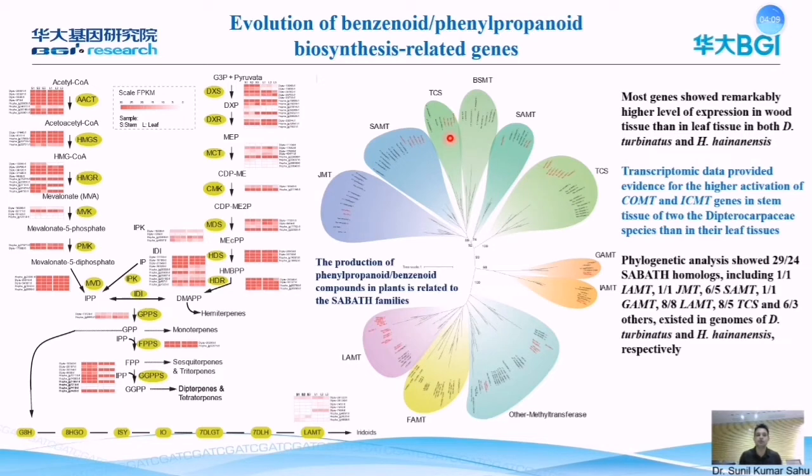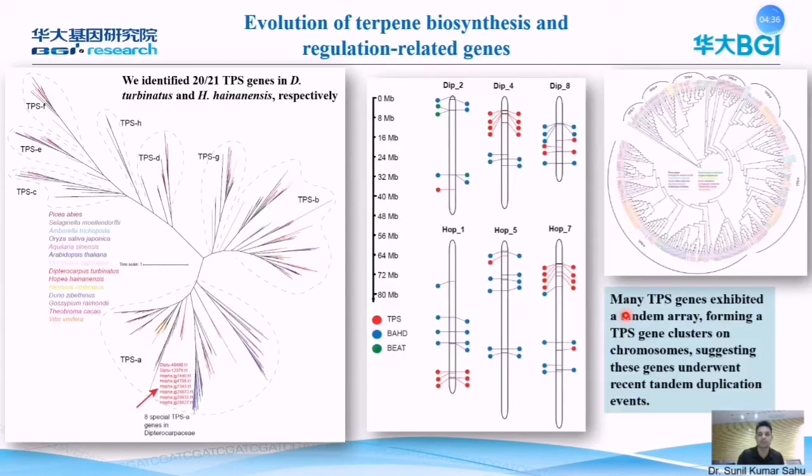We then further focused on their gene expression profile and found that the majority of the genes were exclusively expressed in the wood tissue compared to the leaf tissue. Likewise, SABATH, which is also very important for phenylpropanoid and benzenoid biosynthesis, was also expanded and highly expressed in these two species.